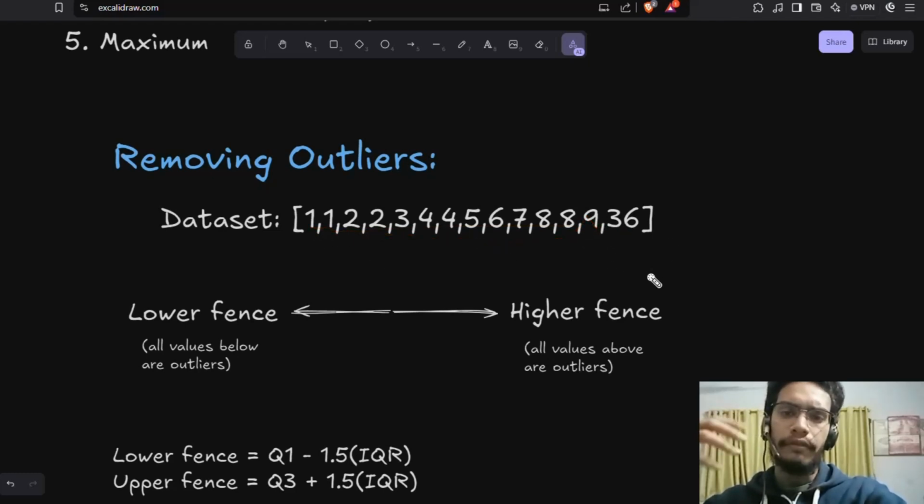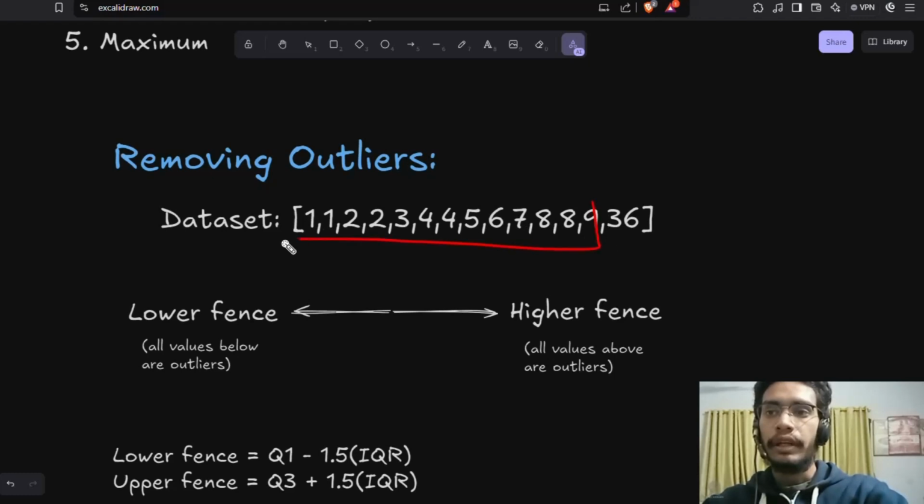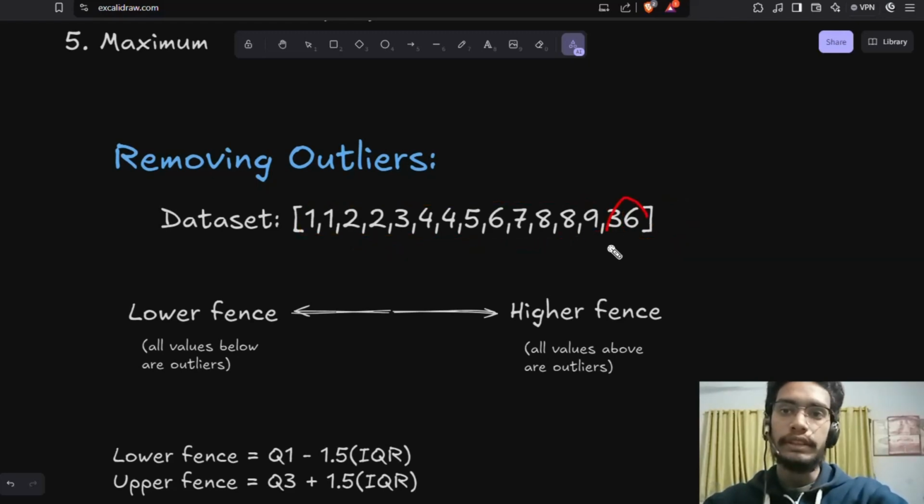Can you identify what is an outlier here? I hope you identified it. It is 36, because you can see that 36 is a number which is out of range of your normal distribution. These numbers are between 1 and 10, and this is a number that is quite large compared to this distribution. So this is an outlier.